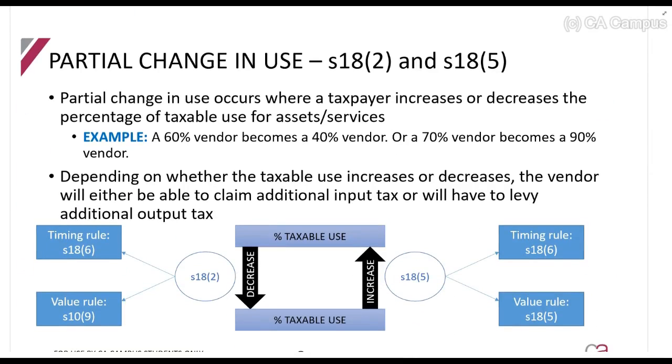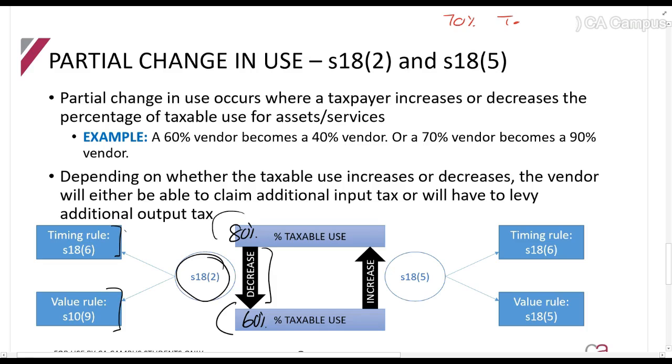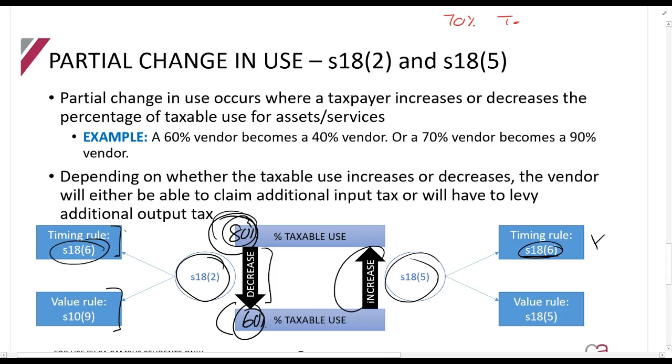This is now where it goes from 80% taxable to 60% taxable. So if it goes from 80 to 60, that's a decrease. You look at section 18.2. The rules for this are discussed in section 18.6 and section 10.9, right? If it goes from 60 to 80, so it increases, you look at section 18.5. Timing rule is section 18.6 as well, can you see? And the value rule is in section 18.5.